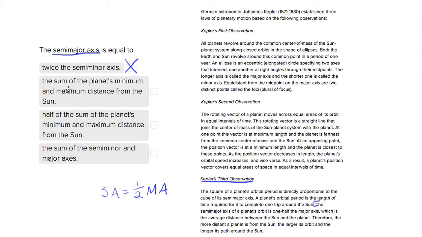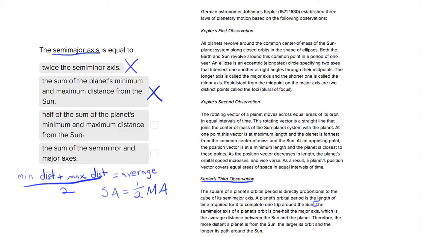Choice number 2, the sum of the planet's minimum and maximum distance from the sun. So that's going to give us a really large number. We're dealing with the average distance. So the average is going to be the minimum distance plus the maximum distance over 2 is going to give us that average. So that's going to be way too big a number.